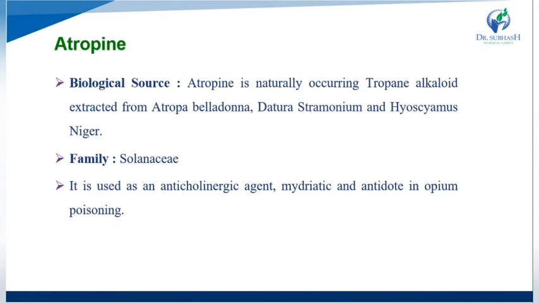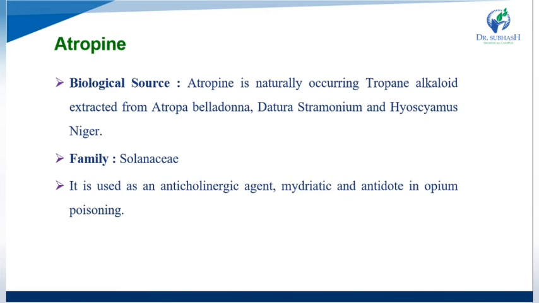Now we see the third drug class, and the first is the drug of alkaloids. Now we start the alkaloids part. The first drug is atropine. Atropine is a naturally occurring tropane alkaloid extracted from Atropa belladonna, Datura stramonium and Hyoscyamus niger. These are the three biological sources of atropine.